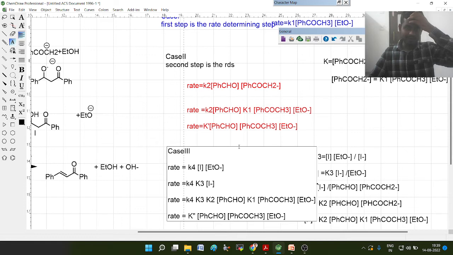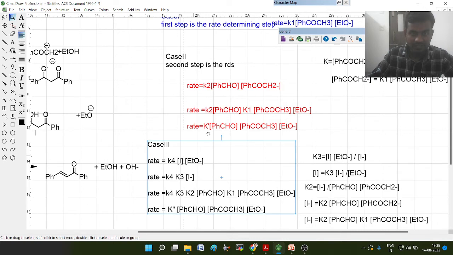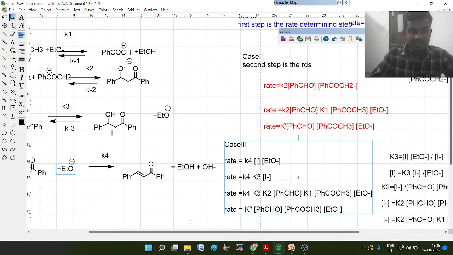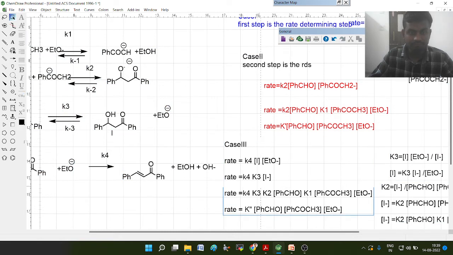Now comes a little problem. What is the problem? Again we came to the same expression. See the red color here, we had a third order rate equation, right? 1, 2, 3. Here also, if we consider case 3, meaning that the last step can also be the rate determining step, it follows third order kinetics. So let me color it. Sorry, just a second. If I give it a green color, let's say.